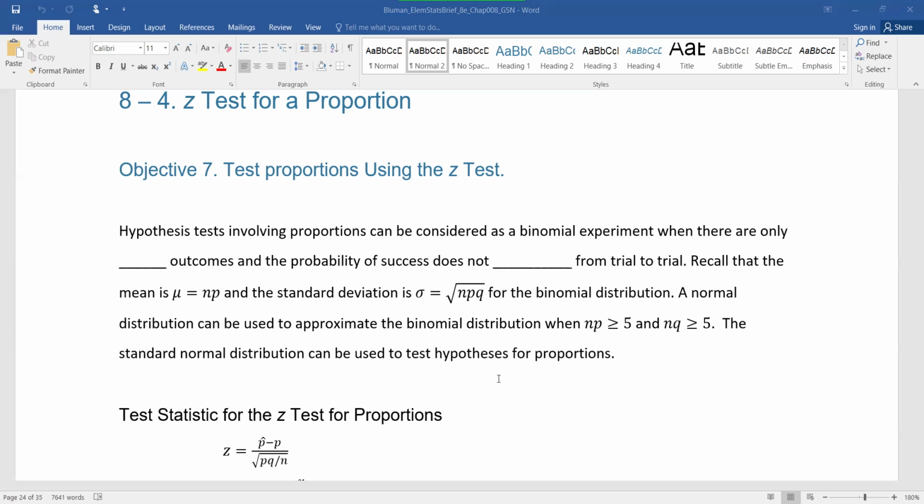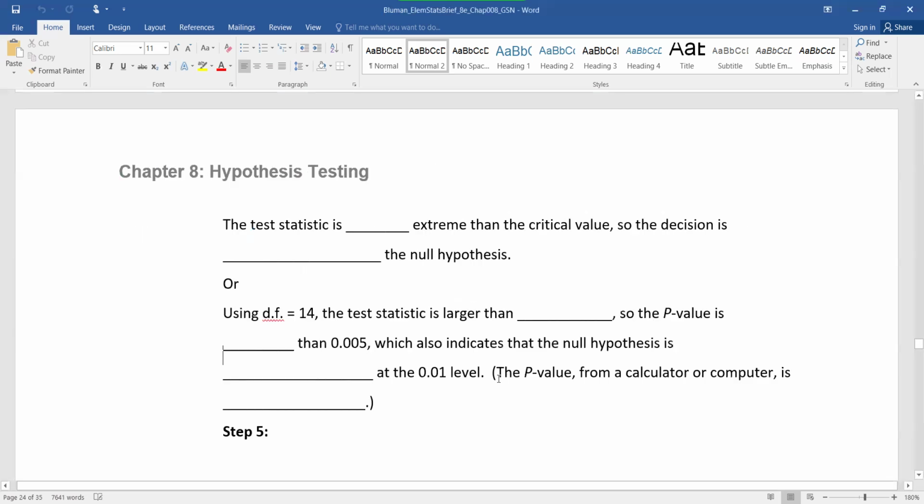All right, so objective 7, test proportions using the z-test. Hypothesis tests involve proportions.